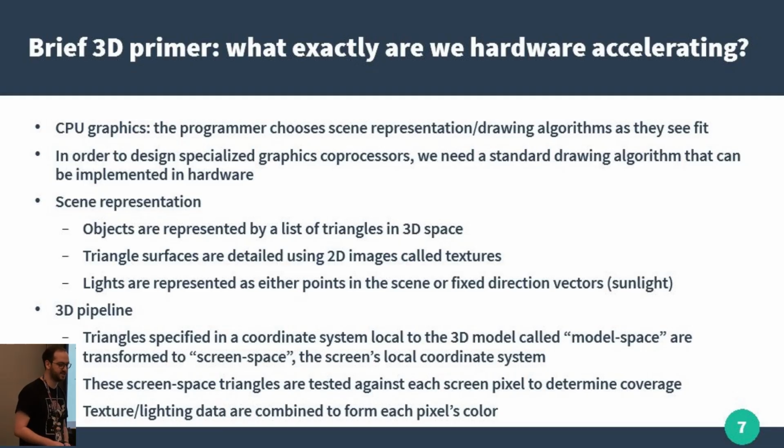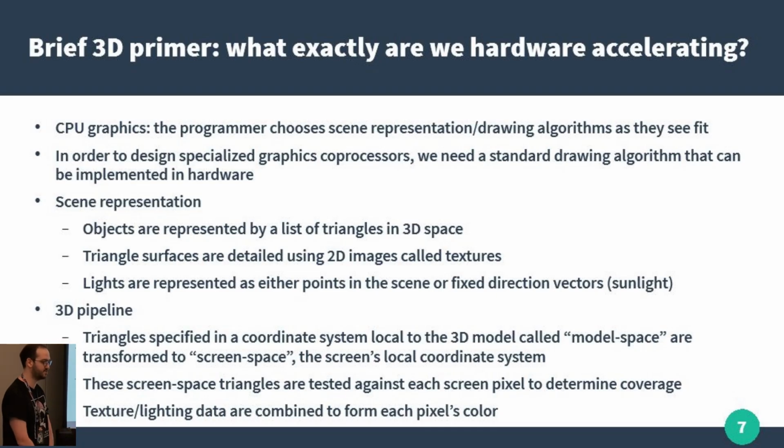That's our scene representation, but then in order to actually draw our scene, the pipeline we do here is we take those triangle meshes that are represented in their own local coordinate system called model space. They're transformed into screen space by doing a matrix multiply. It's not important that you understand the math, but what's important is that you know that each vertex requires a matrix multiply.